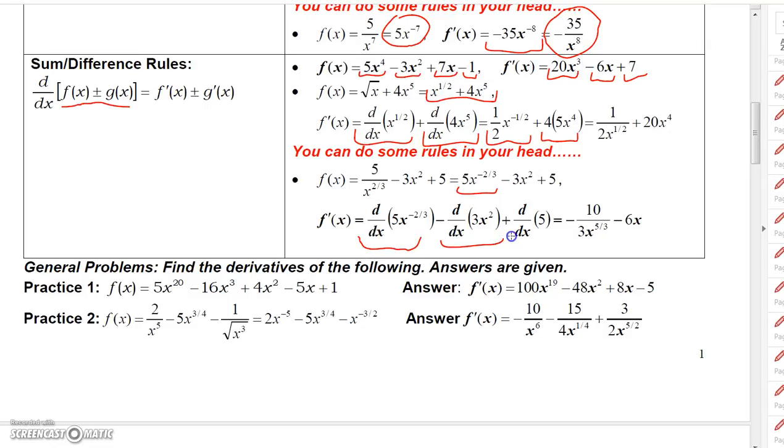Okay, now here I kind of skipped a little bit of the steps, but I'll let you figure that out. If I take the derivative of this, I'll actually get negative 10/3 x to the negative 5/3, and if I simplify it, it'll be negative 10 over 3x to the 5/3. This one's easy. If you take the derivative of 3x squared, you get 6x, so that's just going to be minus 6x, and of course the derivative of this constant is 0.